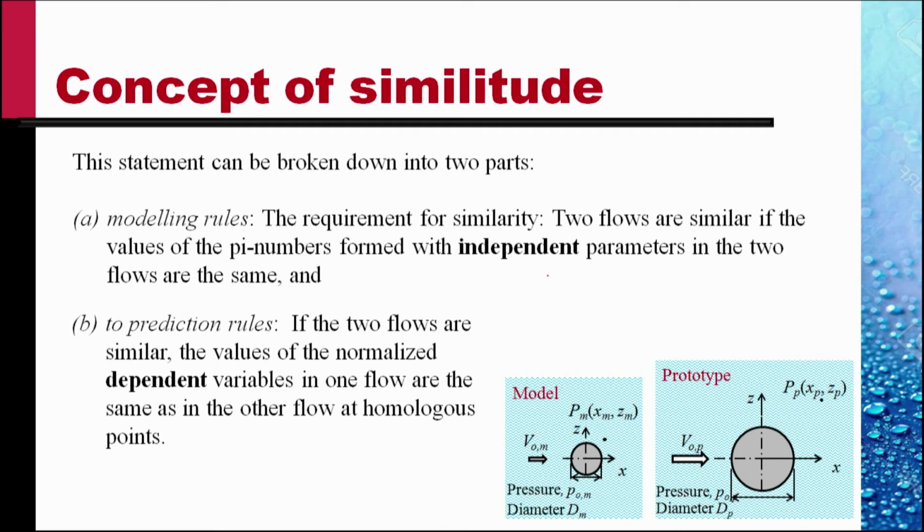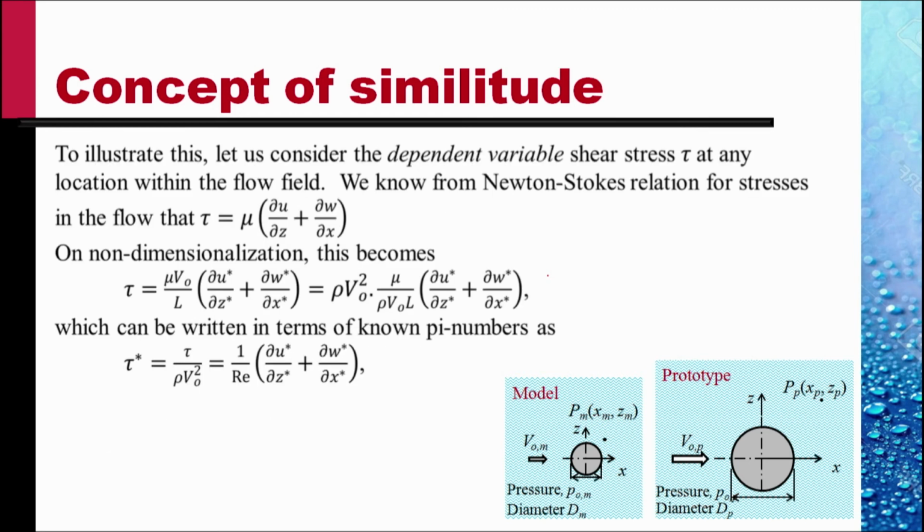If the two flows are similar, the values of the normalized dependent variables in one flow are the same as in the other flow at homologous points. To illustrate this, let us consider the dependent variable shear stress tau at any location within the flow field.